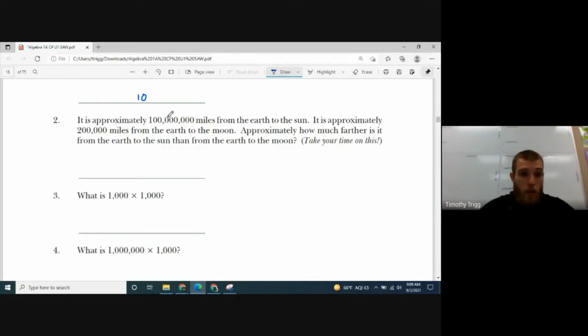So 100 million, so that's a 1 with 8 zeros, divided by 200,000, so that's a 2 with 5 zeros. Now again, when you see zeros over zeros, you could always cancel out some of these zeros. So I can cancel out 5 of these with 5 of these. So I'm left with this 1,000 divided by 2. Well, what's 1,000 divided by 2? Well, that's 500.